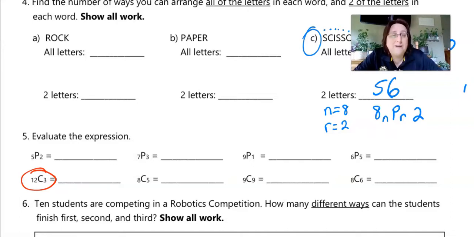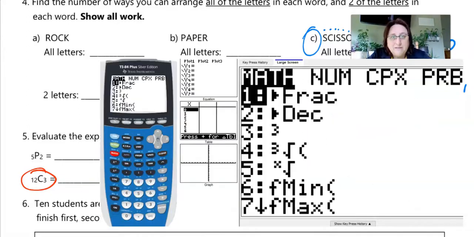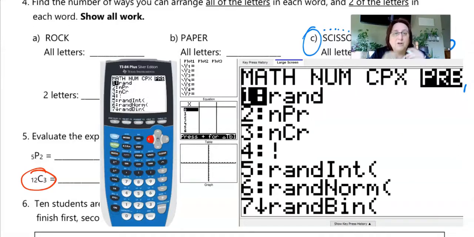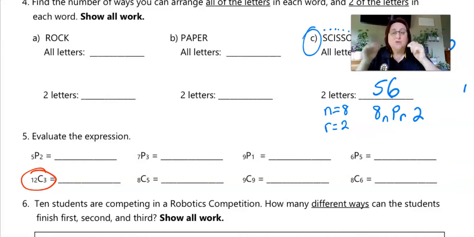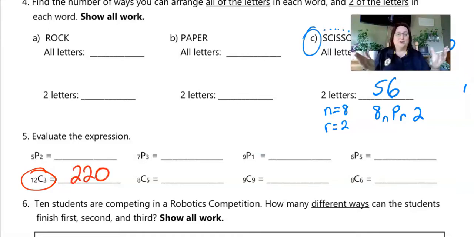So in my calculator, what does that look like? I'm going to show you guys on my calculator. I would type in 12, go to math, go over to probability, go down to nCr, select that, and then hit 3, and then enter. So when you type that into your calculator, what did you get for 12C3? Did you guys get 220? If not, then we may have to work in class together. Make sure you ask your teacher about how to work these out in your calculators.